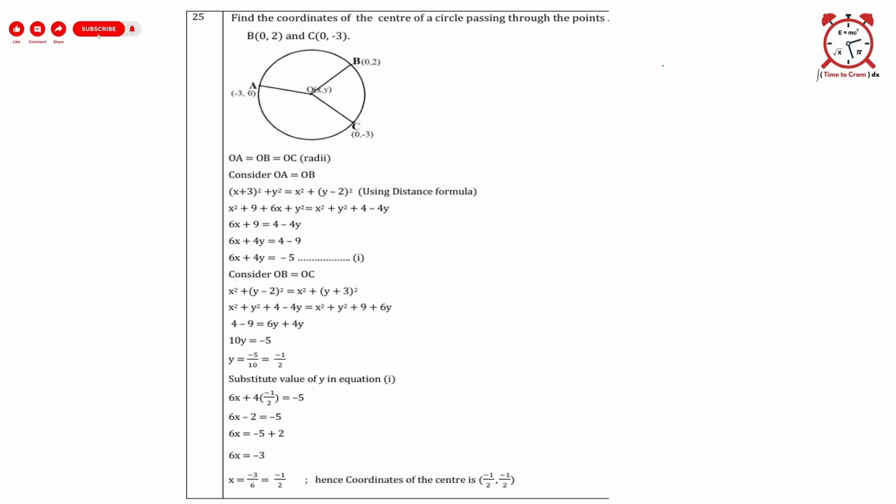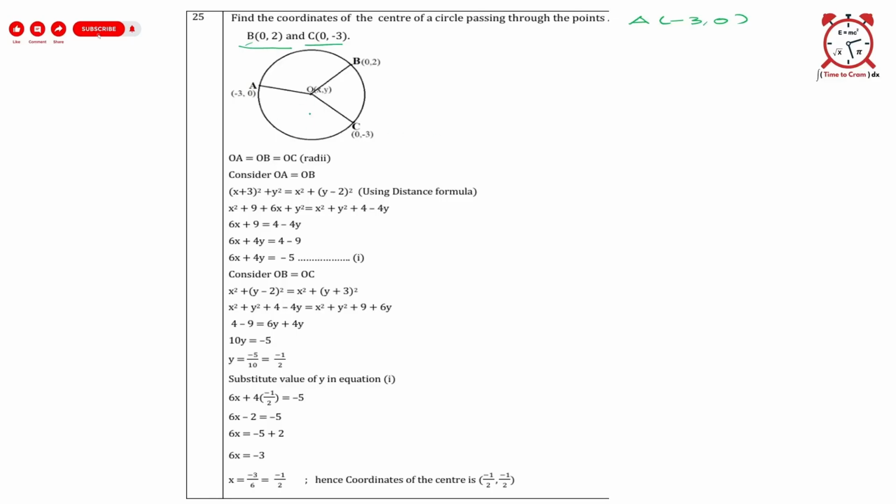Find the coordinates of the center of a circle passing through the points B(0, 2) and C(0, -3). There are 3 points given. One point here, by mistake, is not copy pasted properly. A is (-3, 0). This is the first point. So here these points are on the circle.